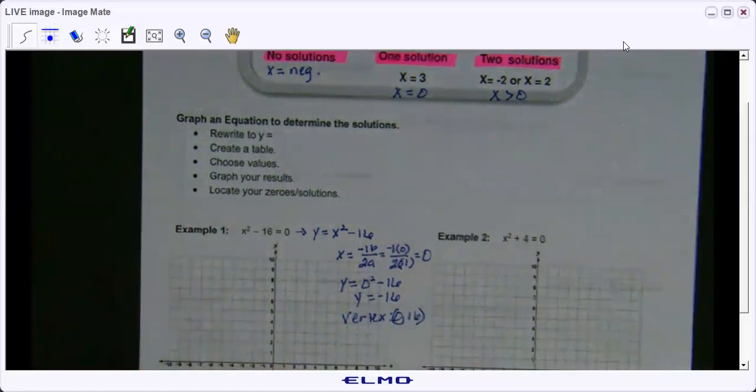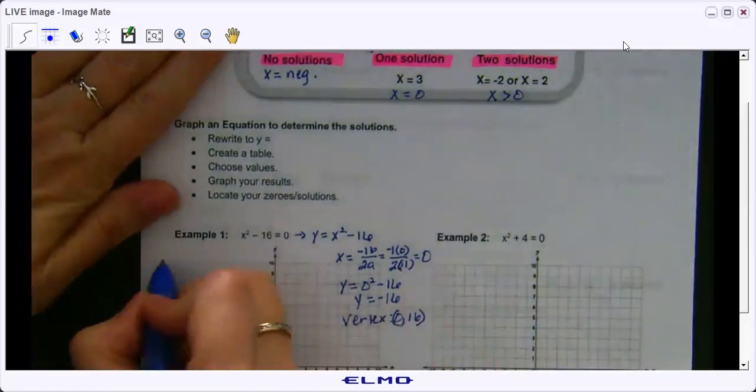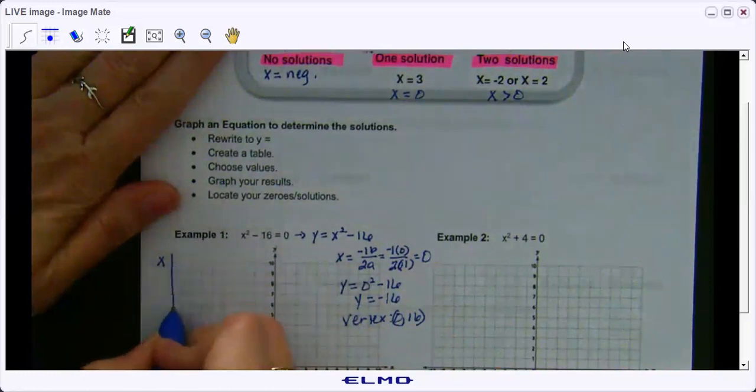Okay, so now let's move over to trying to find 2 additional points. How do we do that? Table. So I'm going to create my table here.